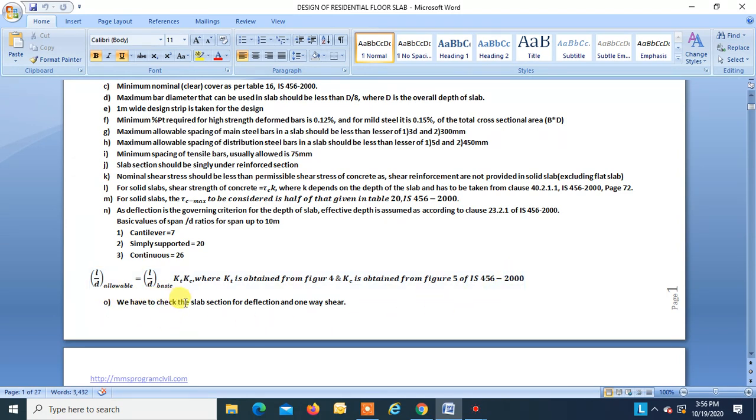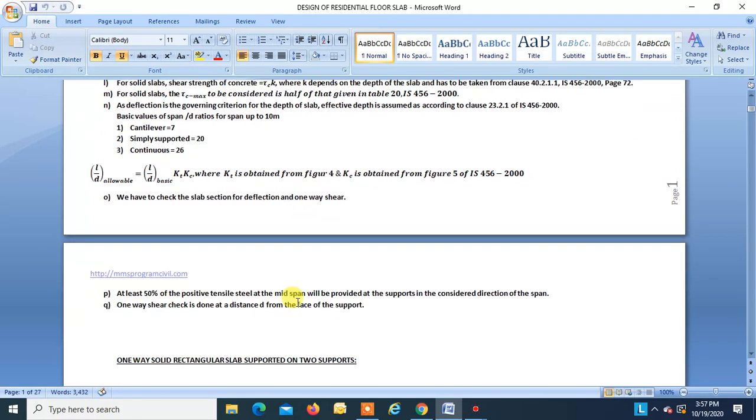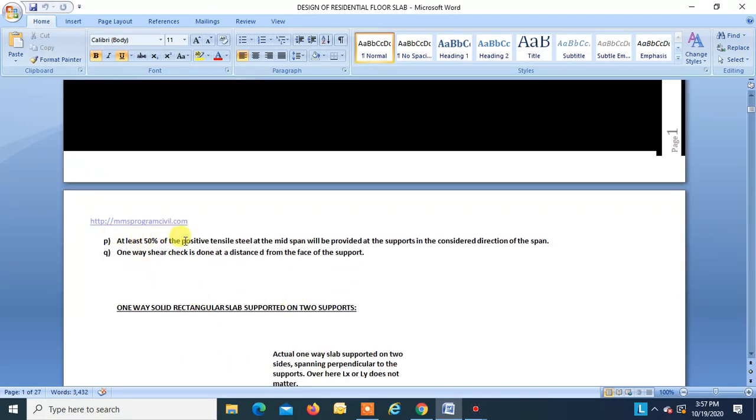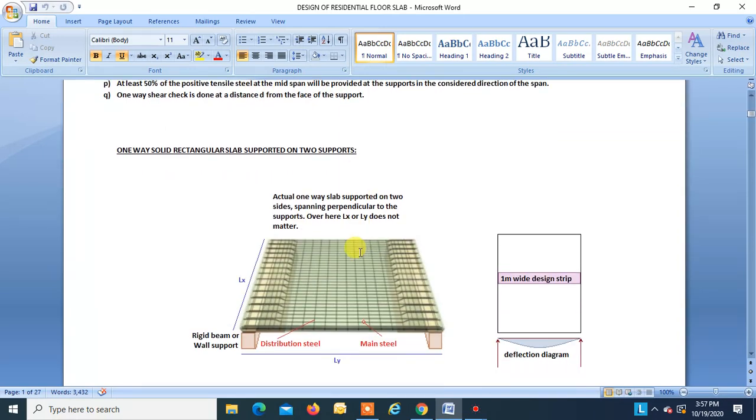We have to check the slab section for deflection and one-way shear. At least 50% of the positive tensile steel at the midspan will be provided at the support in the considered direction of the span. One-way shear check is done at distance D from the face of the support. One-way solid rectangular slab supported on two supports.